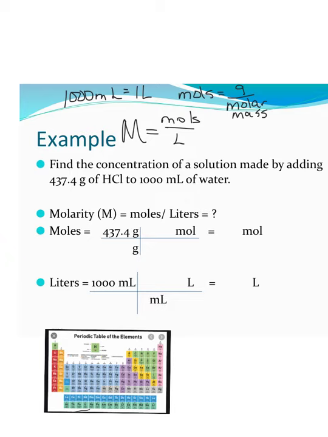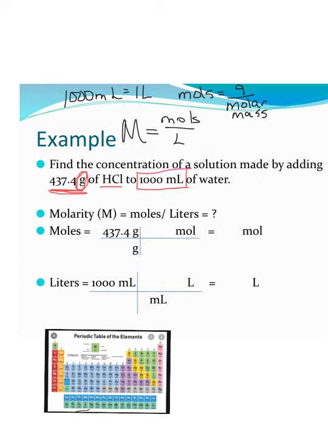Okay, so here's an example of a slightly more complex problem. We're not given specifically the moles or the liters, so we have to convert both of them before we can plug it into our molarity formula. So let's take a look at this. Find the concentration, aka molarity, of a solution made by adding 437.4 grams, notice it says grams, it's not moles, of hydrochloric acid to 1,000 milliliters of water.